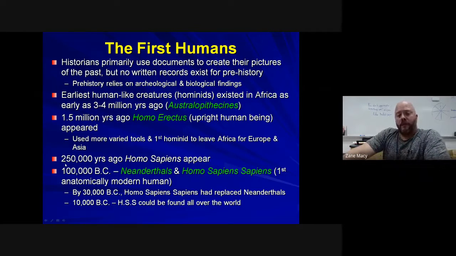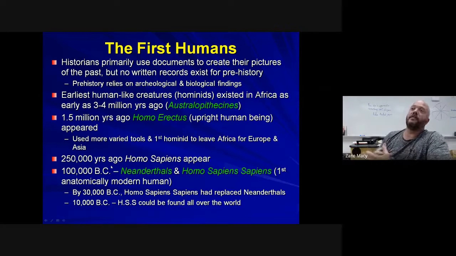Then we jump forward even farther. About 250,000 years ago, the first Homo sapiens, or at least the earliest examples, remains that we've discovered, began to appear. You jump forward another 150,000 years, 100,000 BC, Neanderthals and Homo sapiens sapiens, the first anatomically modern human beings, appear. Now granted, in the grand scheme of things, I'm going all the way back millions of years, so when we're talking about the last 100,000 years, that's a drop in the bucket.